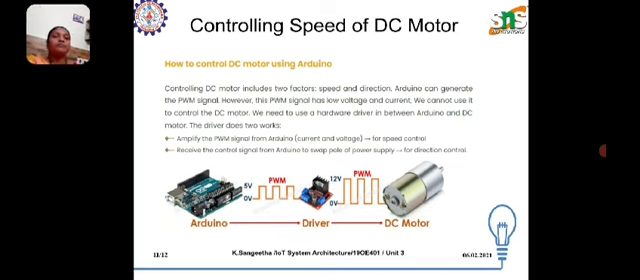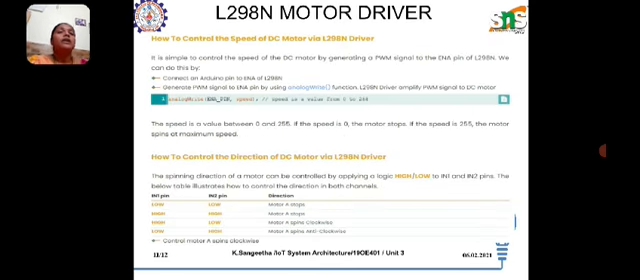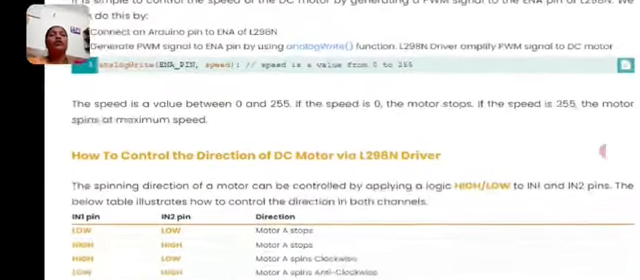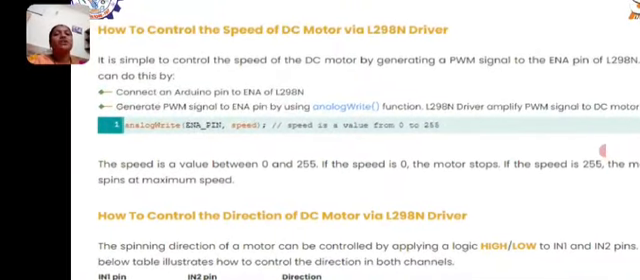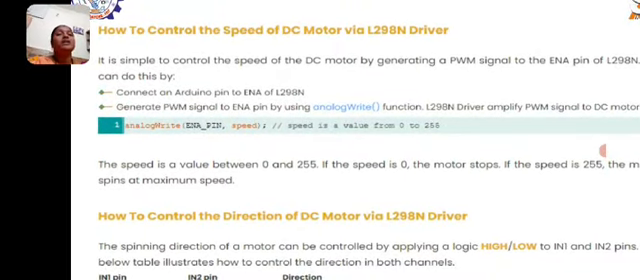The Arduino PWM is connected through the driver to the DC motor. L298N is the motor driver. It is simple to control the speed of the DC motor by generating a PWM signal to the ENA pin of the L298N. We connect an Arduino pin to ENA of the L298N, and it can generate the PWM signal to the ENA pin by using the analogWrite function.